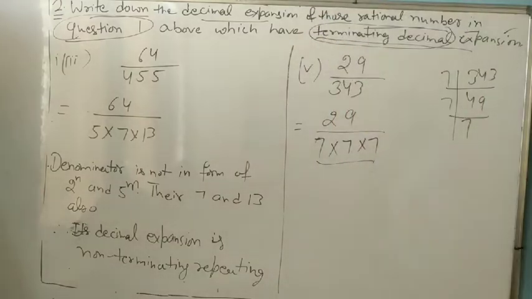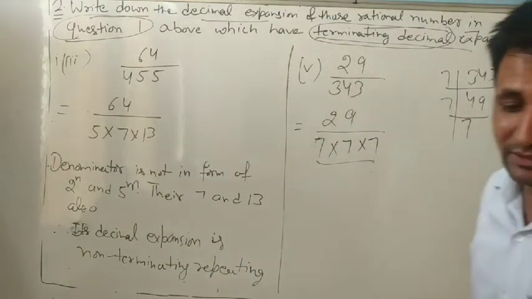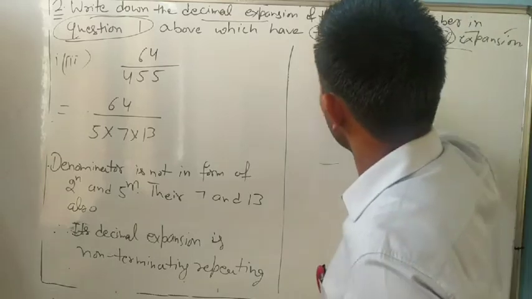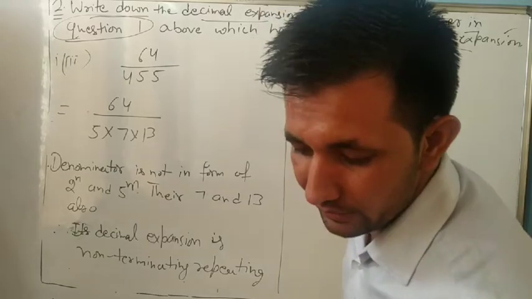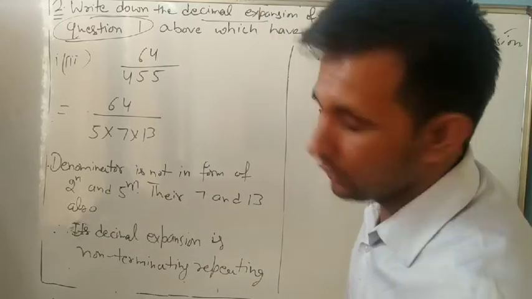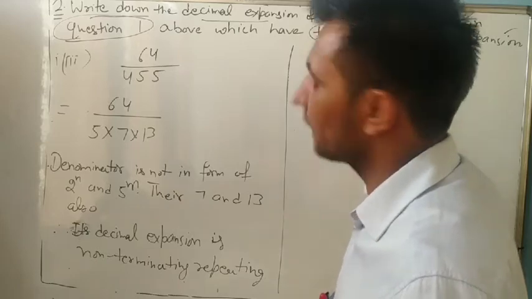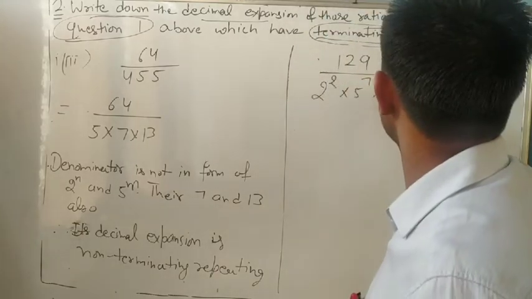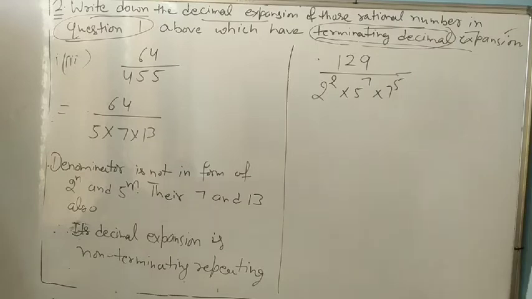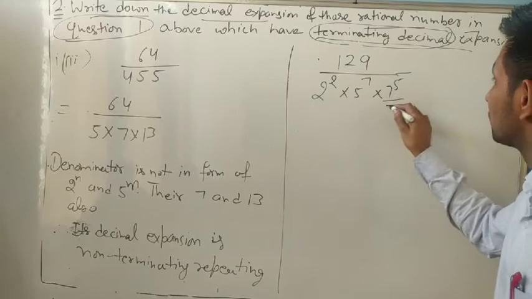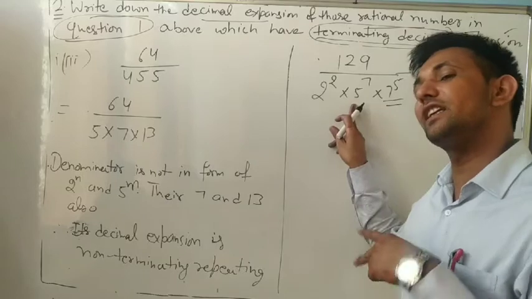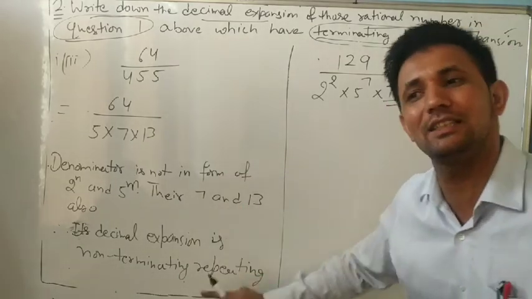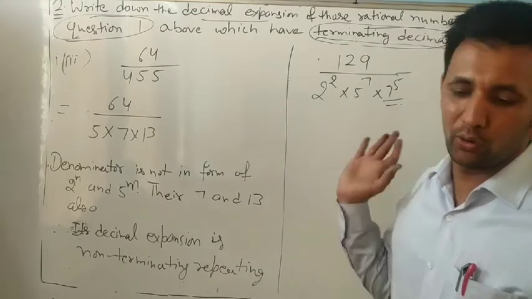Now 10th part. Same as it is here. Part number 7. 129. And it is 2 to the power 2, 5 to the power 7 and 7 to the power 5. Tell me, is it non-terminating or terminating? It is non-terminating because what is given? 7 is also given. If both 2 and 5 are given, then it is terminating. But 7 is also there. Same as it is. You can write yourself. So do this one yourself also.